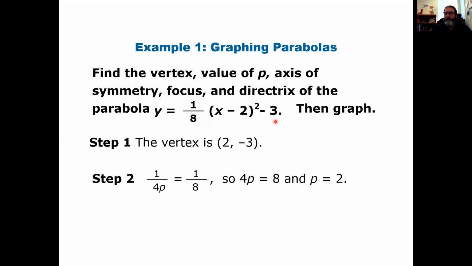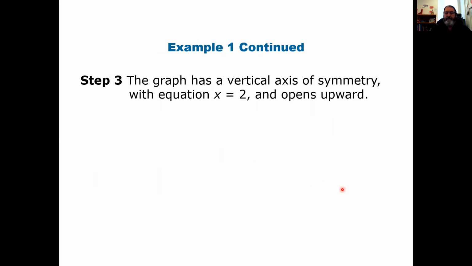I know that 1 over 4p is equal to a, and in this equation, a is 1/8. Using a little cross multiplication, 1 times 8 is 8, 4p times 1 is 4p, so 4p is equal to 8. Divide both sides by 4, p is 2. So now I know my value of p is 2. From the vertex, I need to go up 2 units to find the point of the focus, and from the vertex, I need to go down 2 units to find the horizontal line that is the directrix. My axis of symmetry is at x equals h, which is x equals 2.